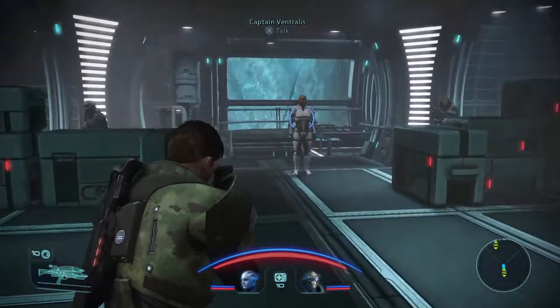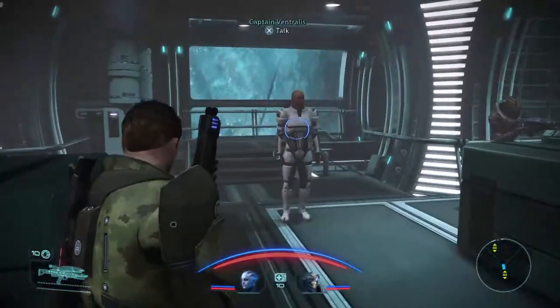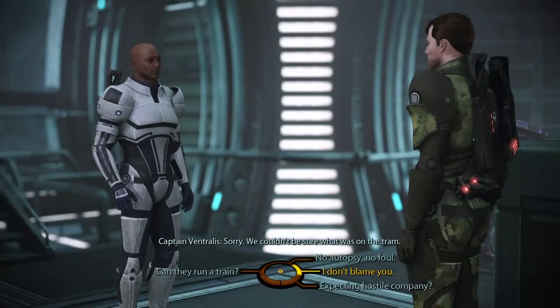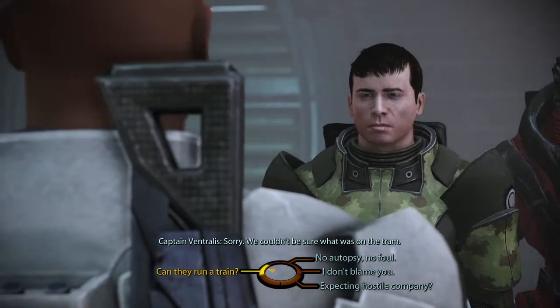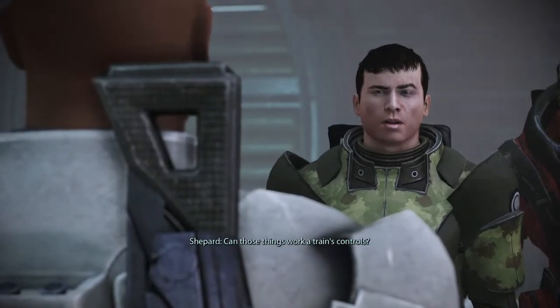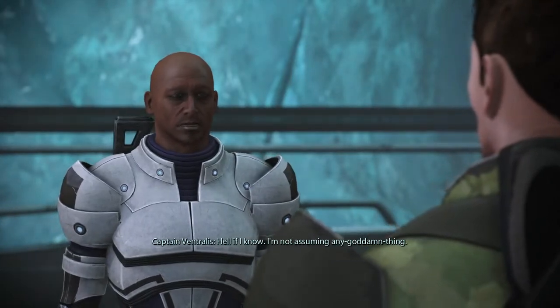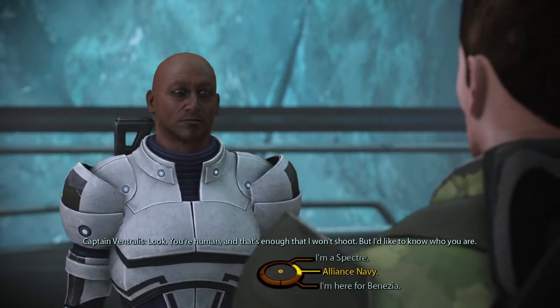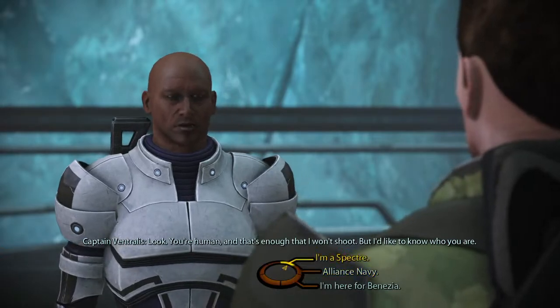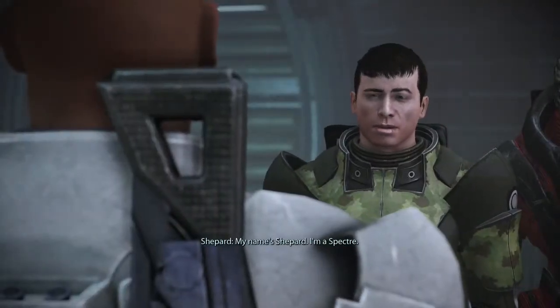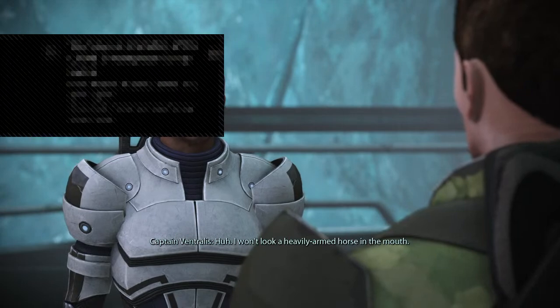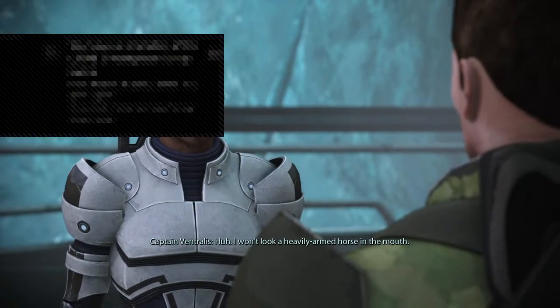Stand down. Sorry, we couldn't be sure what was on the tram. Can those things work a train's controls? Hell if I know. I'm not assuming any goddamn thing. Look, you're human and that's enough that I won't shoot, but I'd like to know who you are. My name is Shepard. I'm a Spectre. Huh. I won't look a heavily armed horse in the mouth.